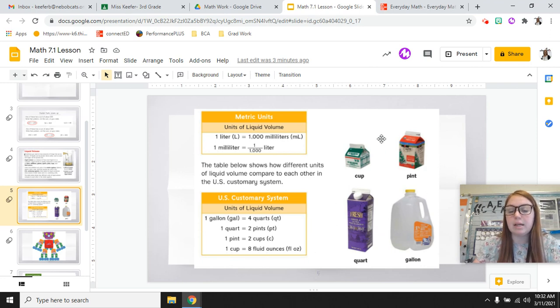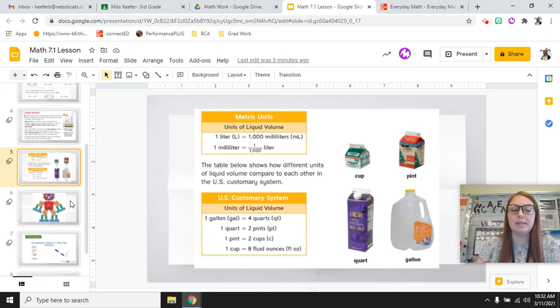These are examples. A cup is like a cup, a glass, or the little milk containers. A pint is a little bit bigger. A quart is a little bit bigger, and a gallon is a little bit bigger. So the gallon is the biggest here, and then it goes quart, then pint, then cup, and then fluid ounces is the smallest. You can check for fluid ounces on things like mouthwash, hand sanitizer, things like that. It will say FL next to how many fluid ounces.